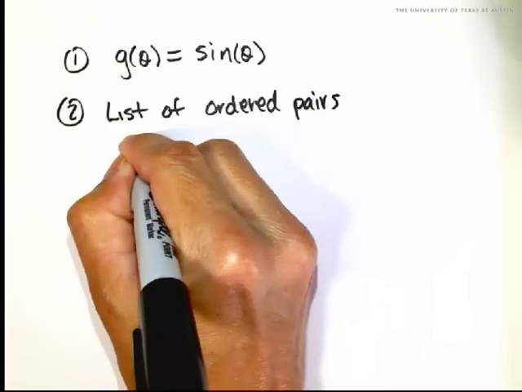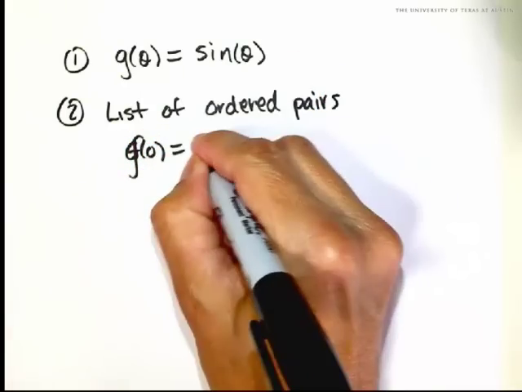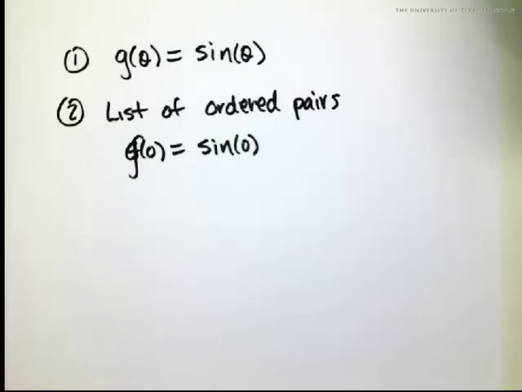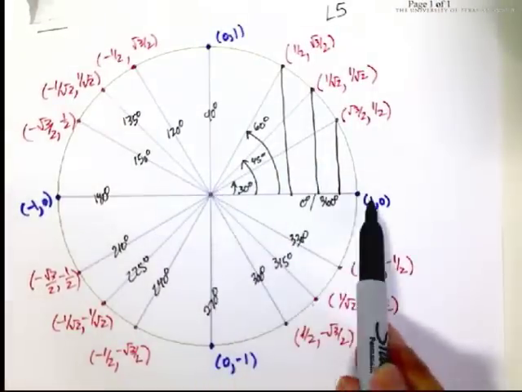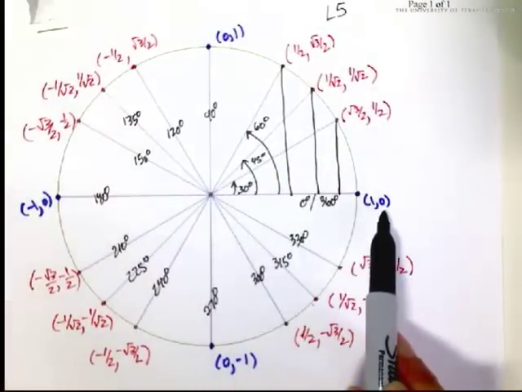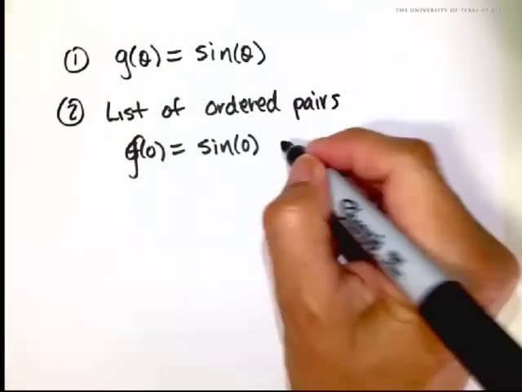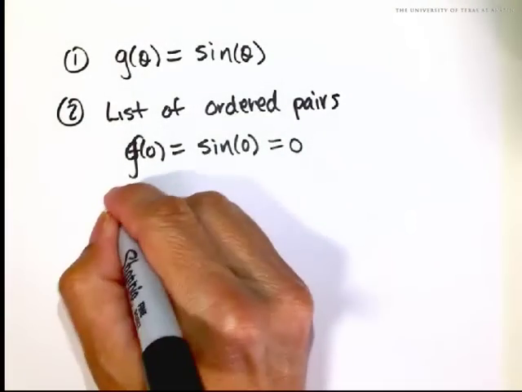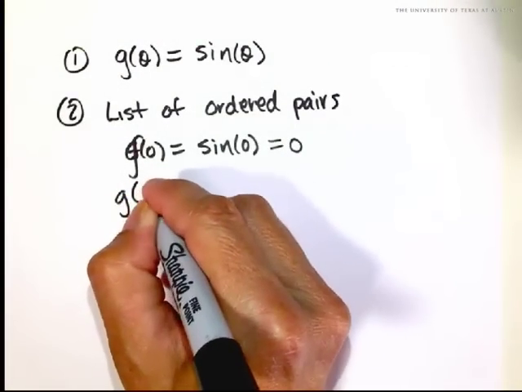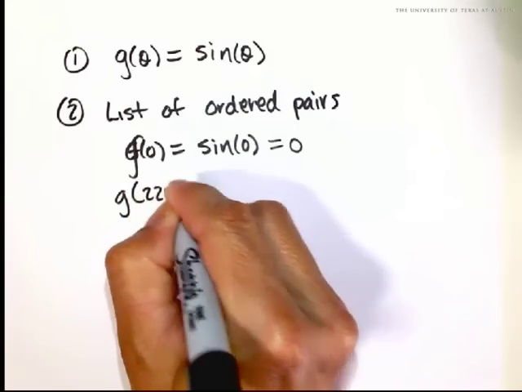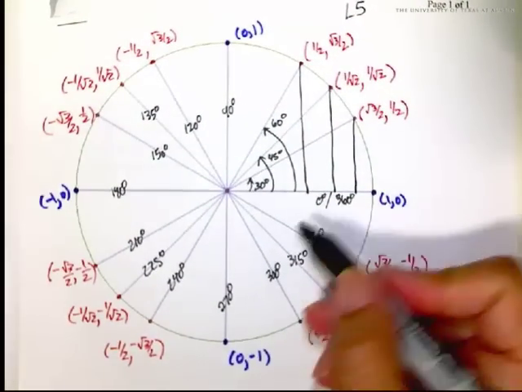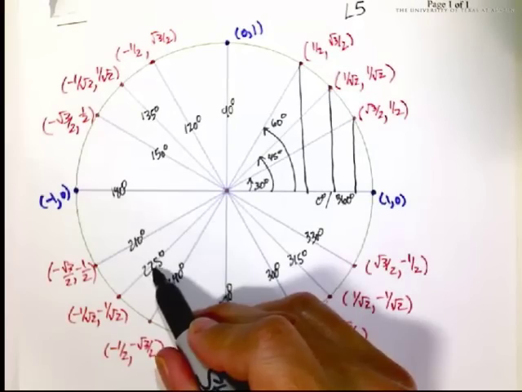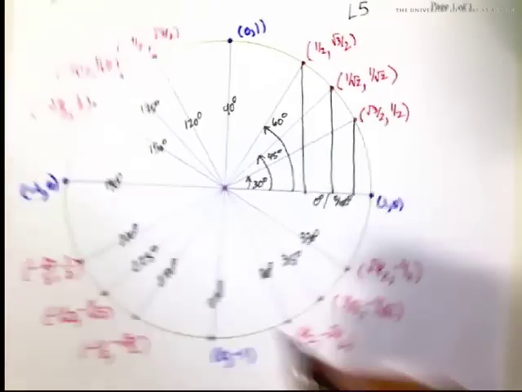So let's say g of 0 is equal to the sine of 0. If we look back at our unit circle, that corresponds to this point right here. The sine of 0 is the second coordinate, so the sine of 0 is 0. Let's look at one more. G of, let's say, 225. That's the sine of 225. Let's look at our unit circle again. Find 225 on the unit circle. Sine of that is the second coordinate, negative 1 over the square root of 2.